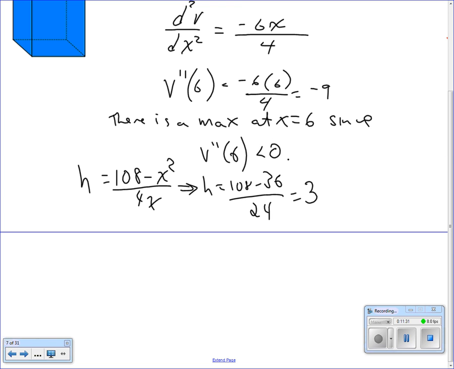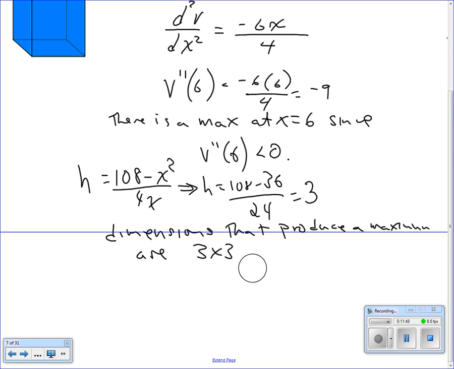So the dimensions that produce a maximum are 3 by 3. No, it's not 3 by 3. It's 6 by 6. 6 by 6 by 3. And that gives us our maximum volume. So that's done in two ways. You can use the first derivative test or the second derivative test to verify that you've got a maximum. Either way works, whichever you're most comfortable with.